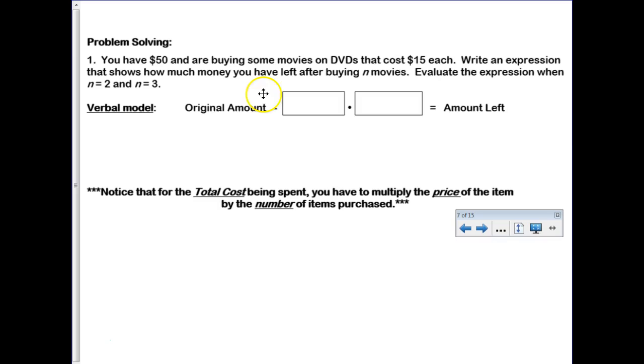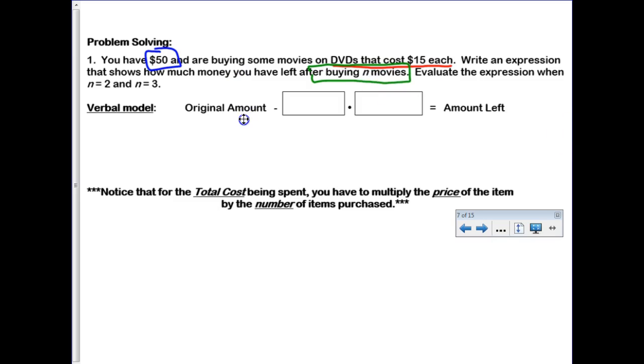So for this question, you have $50 and you're buying some DVDs that cost $15 each. Write an expression that shows how much money you have left after buying N movies. So one thing I notice here is they gave me the cost of the DVD, so that's going to be part of our verbal model. And then we started with $50, that's going to be part of it. And we're going to be buying a mystery number of movies, but notice they define the variable to be N. So when we go to write the algebraic expression part, we're going to need to make sure we use the right variable.